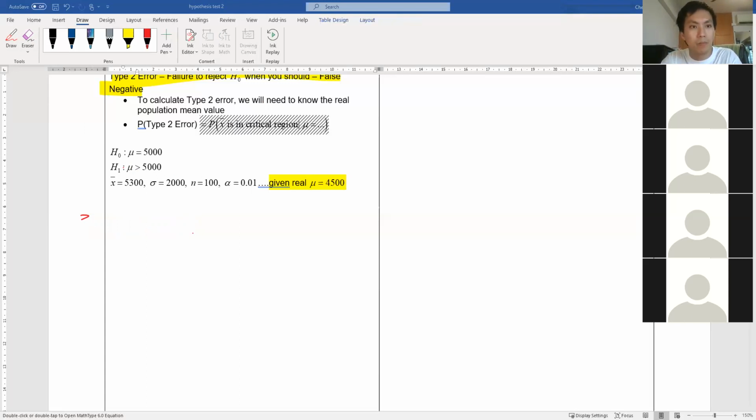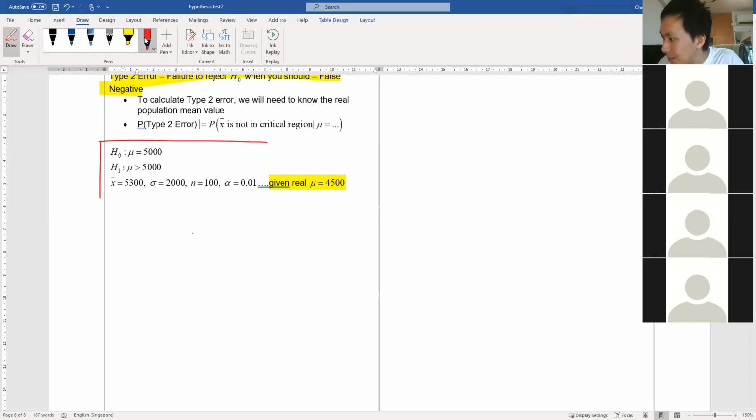0.0668. Okay. So the p-value is based on this. Your p-value is equal to 0.0668. So obviously we do not reject.